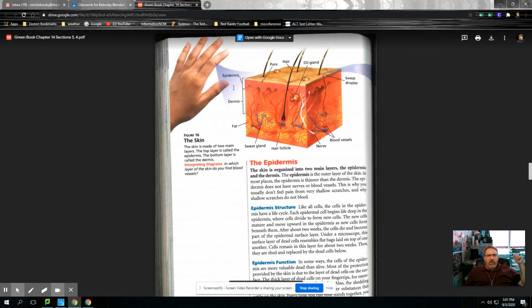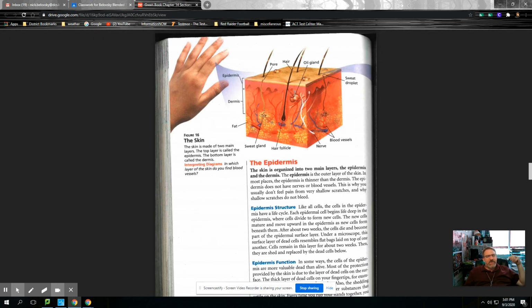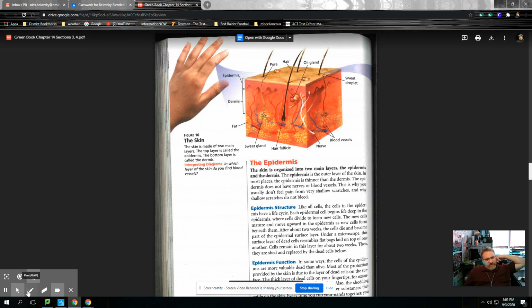Here is what a cross section of your skin looks like. And as you can tell here, it's coming from the index finger. Notice this area right up here. That is your epidermis. Number one, once again in your notes, because this is the first definition. For number one, you need to write this down. Write down epidermis. Epidermis is the outer layer of the skin. In most places, the epidermis is thinner than the dermis.